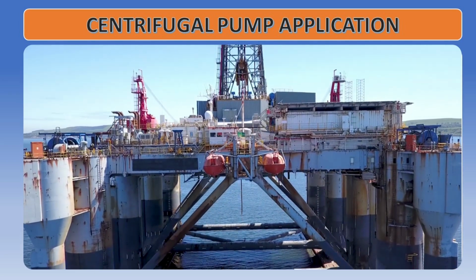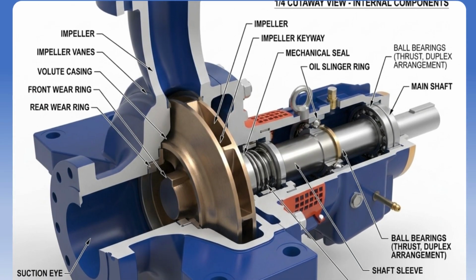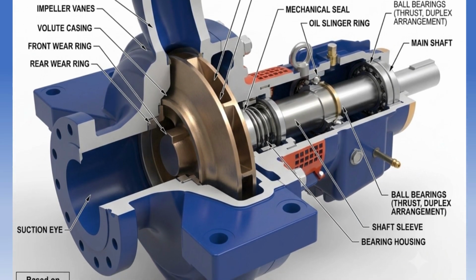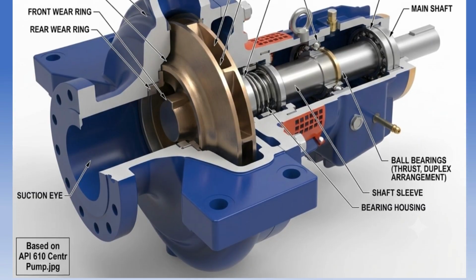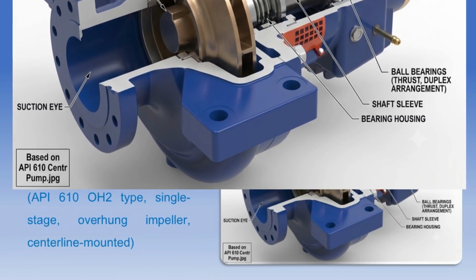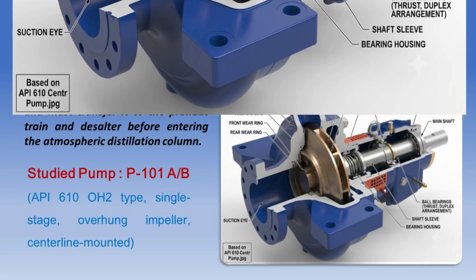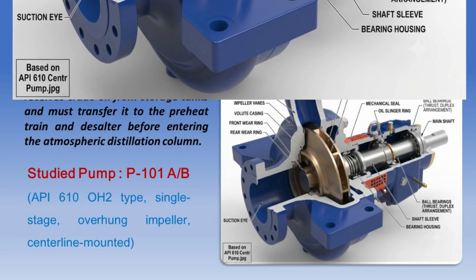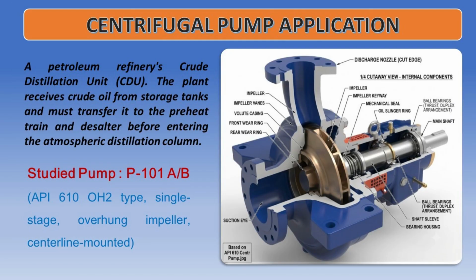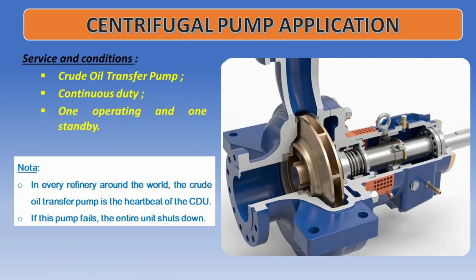The pump we are studying is an API 610 OH2 type. This is a horizontal, single-stage overhung impeller pump, meaning the impeller is mounted on the end and the shaft is a centerline mount. The A/B designation indicates that we have two identical units, one for continuous duty and one as a standby for reliability. Let's look at the service conditions.